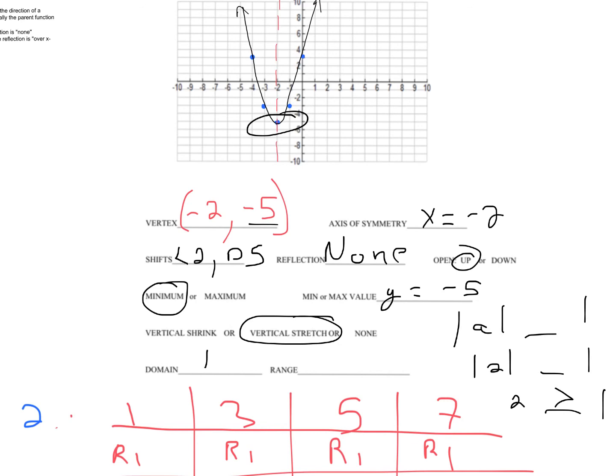Domain, there's no restrictions on my x's, no gaps, so all reals. Now the range, my y values are all larger than negative 5. So y greater than or equal to negative 5. And there it is.